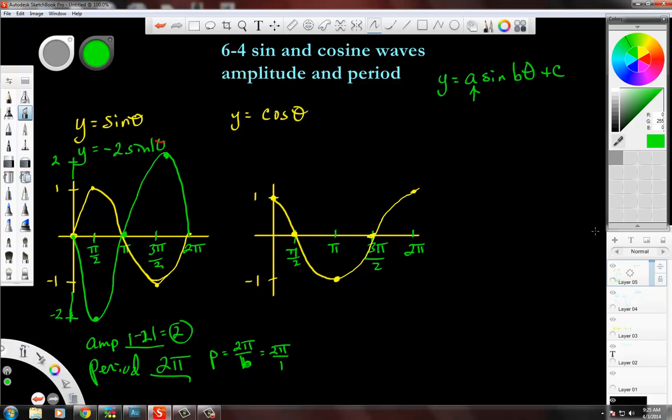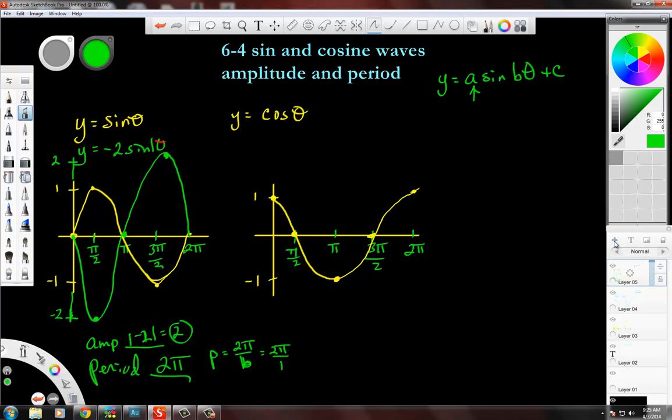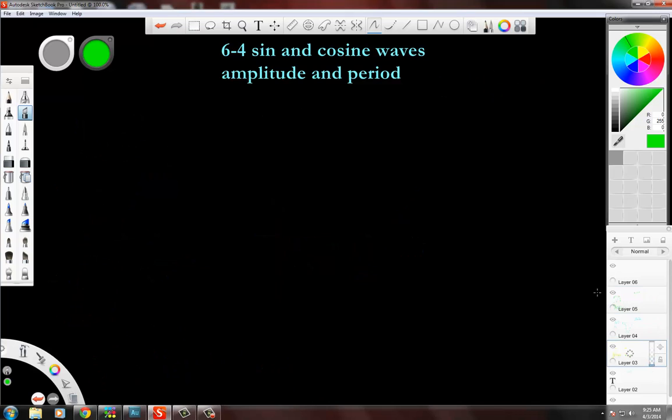All right. So now to wrap this up, let's see how we're doing on time here. Let's do one more. Get rid of all of this. And let's say that I wanted to do y equals, let's say, negative 1/2 sine of 4 theta. I'm going to pause this and have you try this.